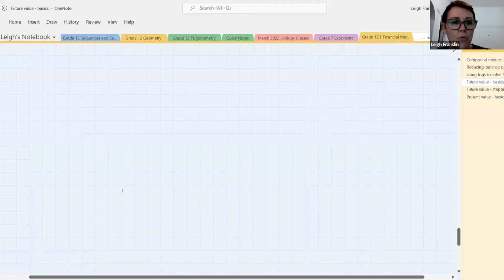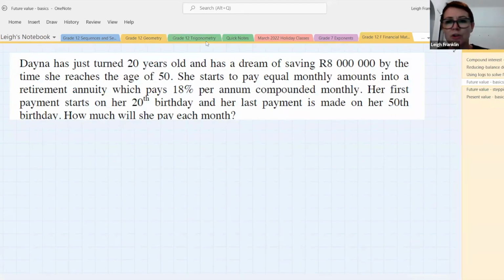So now the one question that I did want us to talk about was this one over here. This is before you go and do the quiz this evening. Here's Dana. She's just turned 20 and she has a dream of saving 8 million Rand by the time she reaches the age of 50. She starts to pay equal monthly amounts into a retirement annuity, which pays 18% per annum compounded monthly. Her first payment starts on her 20th birthday, and her last payment is made on her 50th birthday. The question asks us, how much money will she pay each month?